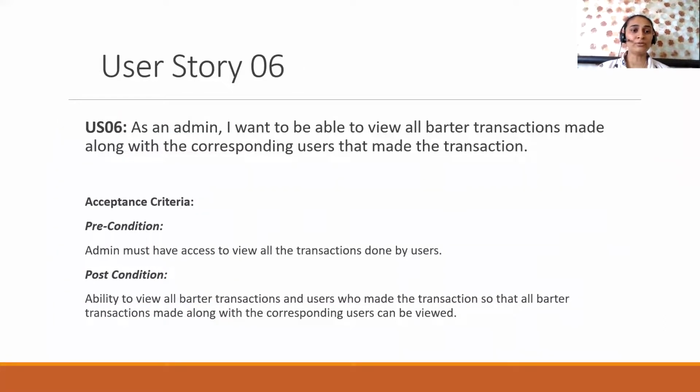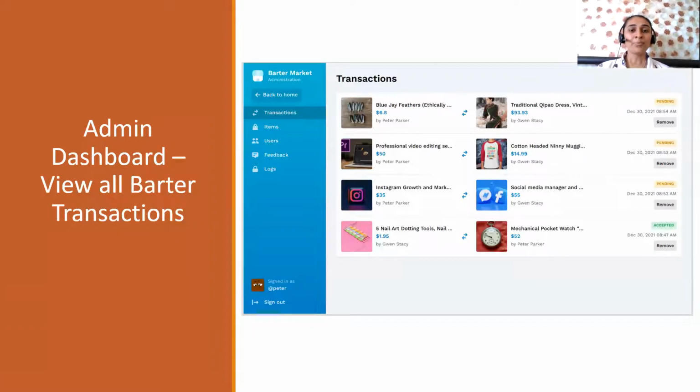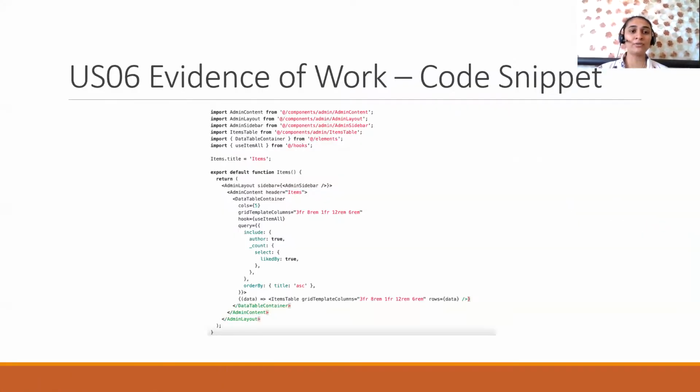The next slide is for the user story. Admin wants to view all the barter transactions. The precondition is that the admin must have access to view all the transactions, and the post condition is the ability to view all the barter transactions along with the corresponding users who made them. The next slide is the admin dashboard to view all the barter transactions. Here we can see all the transactions the admin can view, and he can also remove and accept the barter transactions. The next slide is the evidence of our code for viewing all the barter transactions.